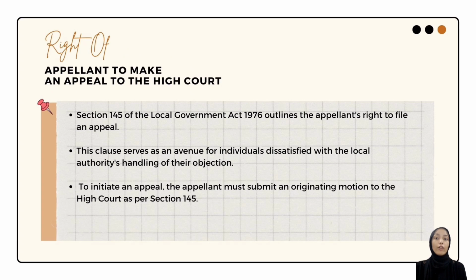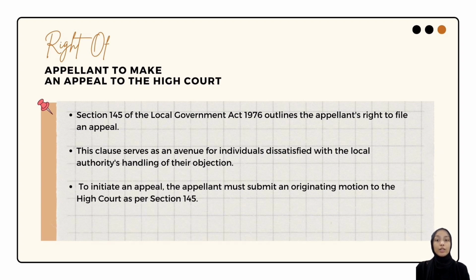Next is the right of the appellant to make an appeal to the High Court. Section 145 of the Local Government Act plays a vital role in upholding the appellant's right to appeal decisions made by the local authority. This section provides an avenue for the certified individual to submit an originating motion to the High Court seeking a review of the local authority decision. However, a key condition is that the appellant must pay the disputed rate when filing the application, ensuring a sense of responsibility in the appeal process.